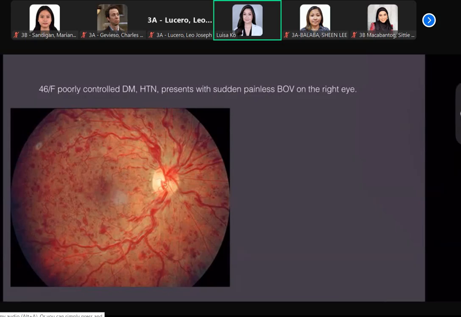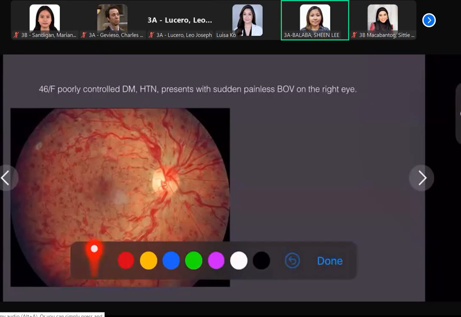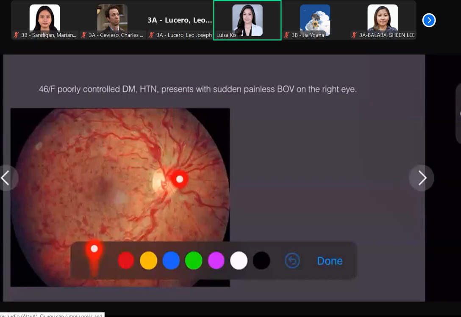You get? Wait, let me see if I can. First branching here, second branching. Can you see the arteries versus the veins? Yes, Doc. How about the CD ratio? Are we clear with that?